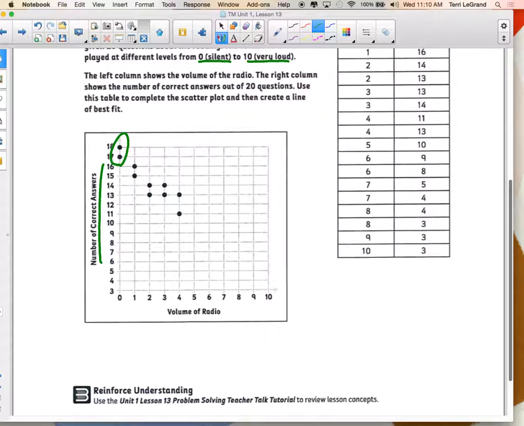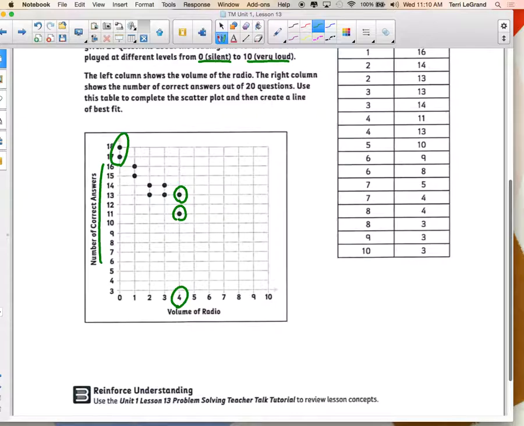Well, who did the worst? 17. Of the whole scatter plot now. Who did the worst on the whole scatter plot? When the volume was what? When the volume was 4, we got these people who scored 11 and 13.